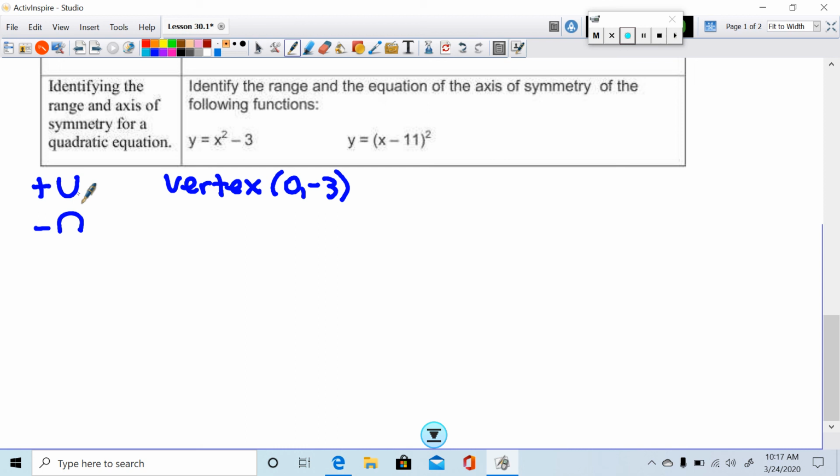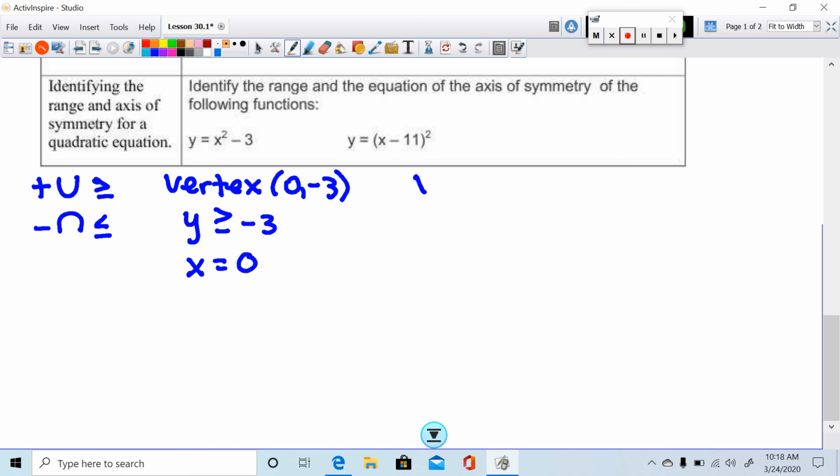So the y value, or the range, is going to be greater than or equal. If it opens down, it's going to be less than or equal. So the range of this is y, it's opening up, so y is greater than or equal to the y value, -3. The axis of symmetry is the x value of your vertex, so x equals 0.